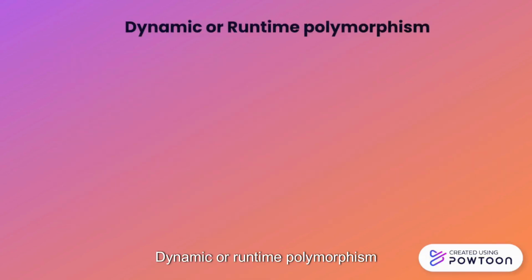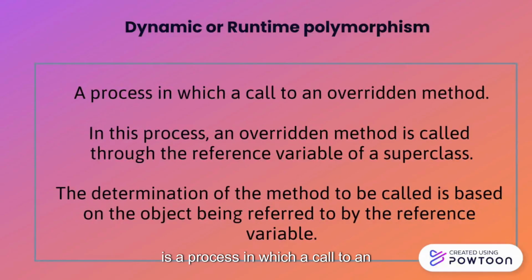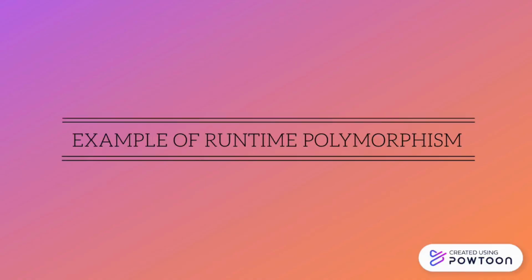Dynamic or runtime polymorphism is a process in which a call to an overridden method is resolved at runtime. In this process, an overridden method is called through the reference variable of a superclass. The determination of the method to be called is based on the object being referred to by the reference variable. Let us see the example of dynamic or runtime polymorphism in Java.